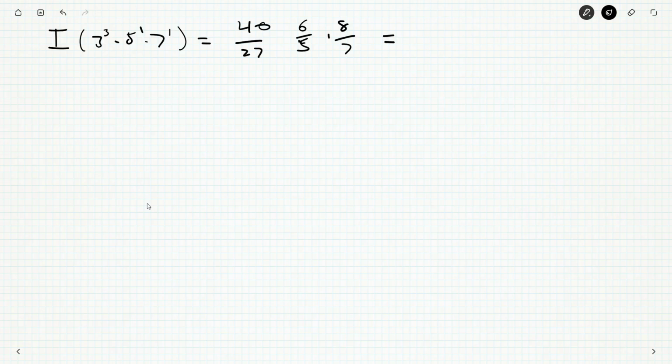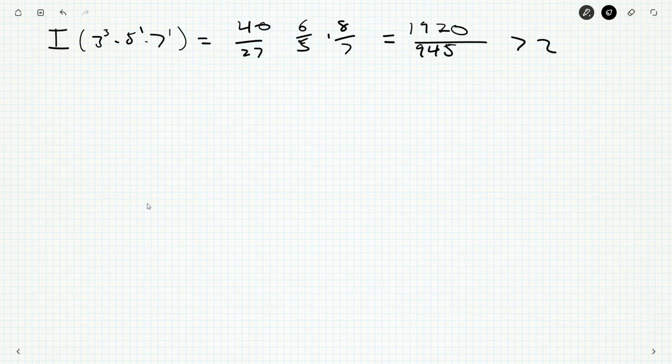And then 27 times 5 times 7 is 945. And 40 times 6 times 8 is 1920. And that, sadly, is... Oh, it is. It works. Okay, good, good, good. So that one is greater than 2.